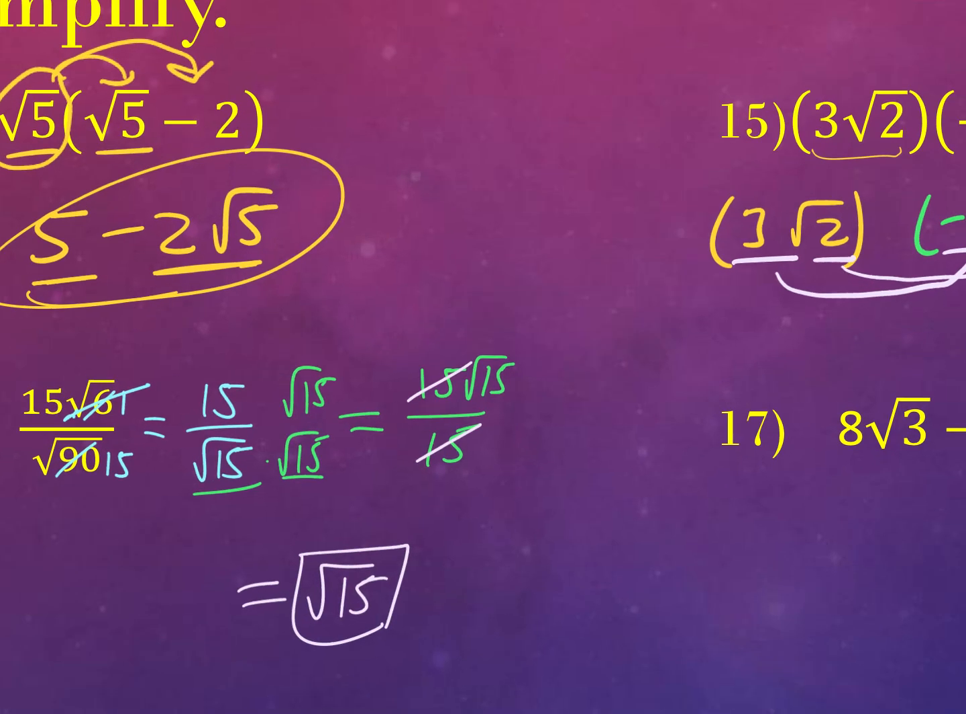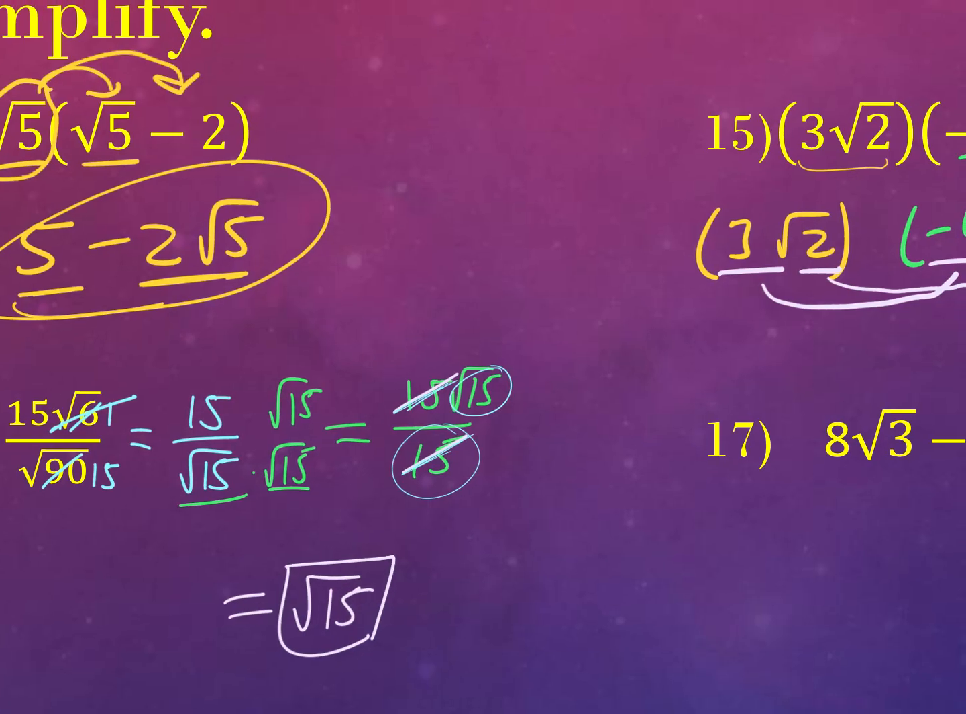All right, keep in mind, I can't do, let's say, this 15 and this 15, because one's under a radical and one isn't. I can only cross out what are both exactly the same, right? Whole number 15 and whole number 15 are exactly the same, so you can cancel those out.